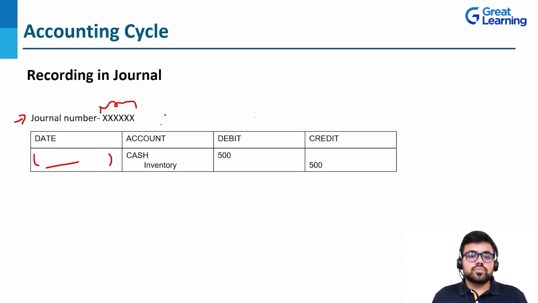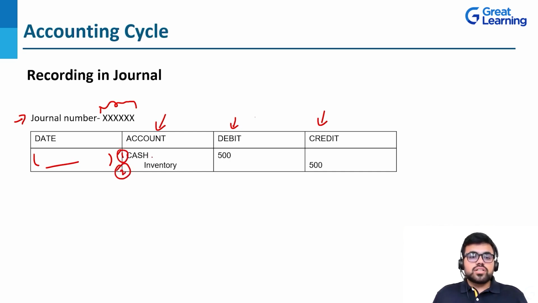Then in the second column comes the account. There are a lot of different types of accounts in accounting, like the cash account, the cost of goods sold account, the inventory account, the receivables account. All these are different types of accounts. Now the third and the fourth columns are debit and credit. As we have learned in one of the accounting concepts, the double entry concept, every entry has to be made into two different accounts, right? So here in this case, our first account is cash and the second account is inventory.